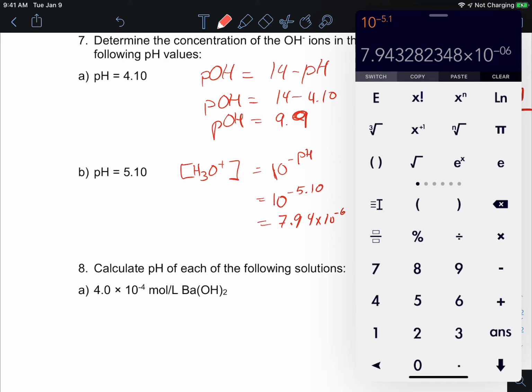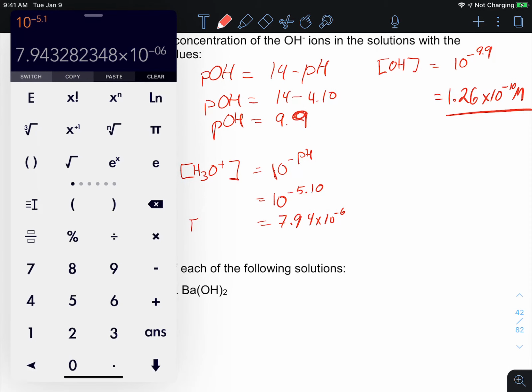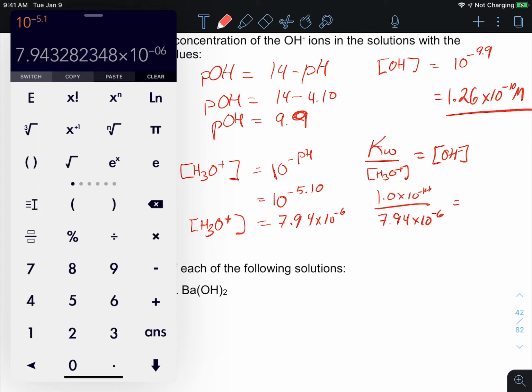And then I'm going to use my next equation. And this is, of course, H3O plus, hydronium. I'm going to use my Kw equation. Kw divided by the concentration of hydronium is equal to the concentration of hydroxide. So I can take 1.0 times 10 to the negative 14 and divide that by the 7.94 times 10 to the negative 6. And the value I get is 1e negative 14 divided by 7.94e negative 6.